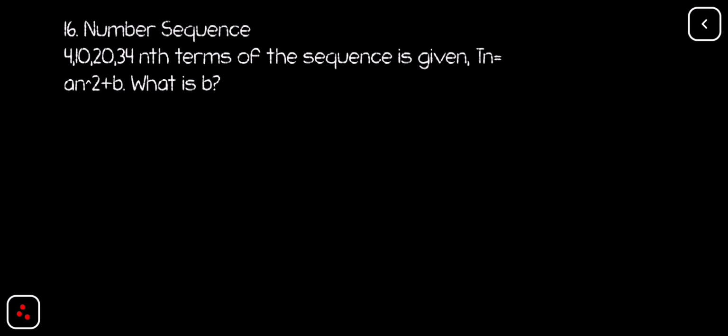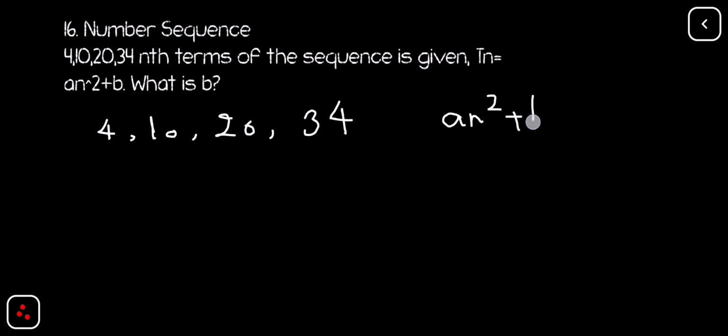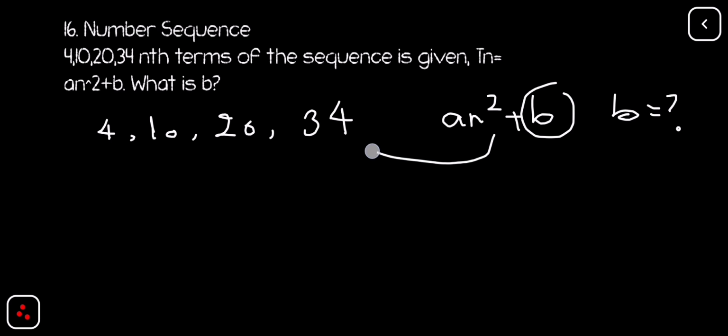Topic number 16 is number sequence, and we have a sequence 4, then 10, then 20, and then 34. The question gives us the nth term, and the nth term is an squared plus b. This is our nth term, and the question is asking for b. What's the value of b? Based on this sequence, we have to find b. How can we do that?